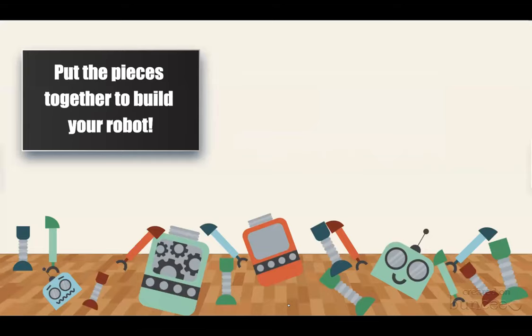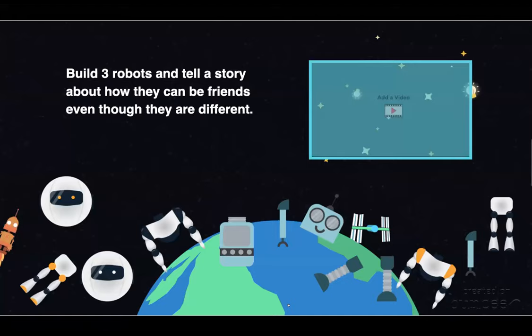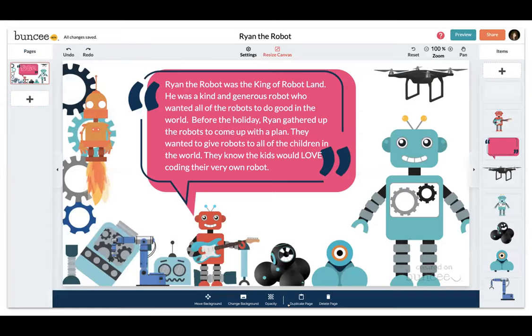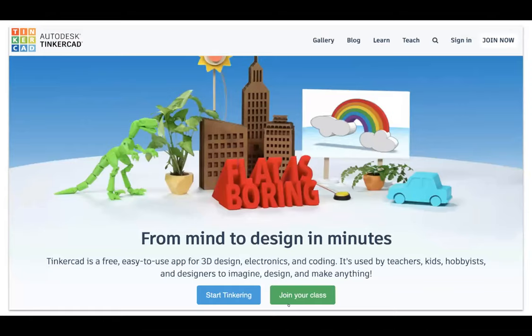And so there's lots of fun templates that Buncee has made, and you can find so many different parts of robots and robots that they can put together, and then they can add their own story like I did. And so using just some of those fun speech bubbles, you can really make a great story.